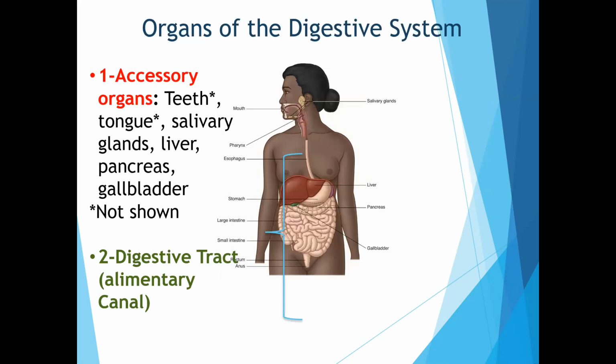Okay, so we break down the organs of the digestive system into accessory organs and digestive organs. So the little asterisks there, they just mean we can't see them in this picture. Don't worry, it's not that those are the most important ones or anything. And then our digestive tract itself is also known as the alimentary canal. So the alimentary canal is what is kind of covered by this blue box here.